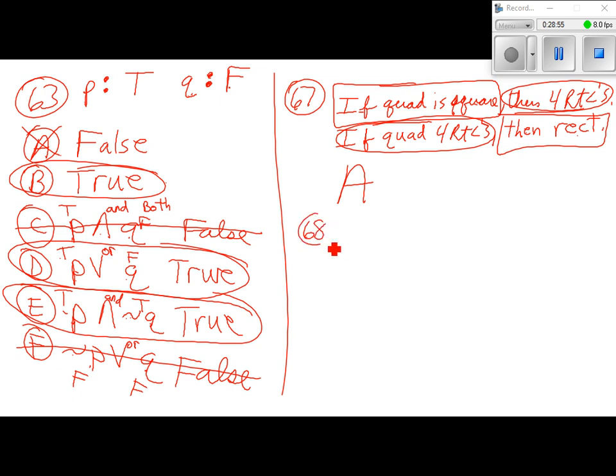68, on 68, first part, one example is blank to prove a statement is true. Again, to prove a statement is true, you need all the examples. So the answer here would be insufficient, B. And then the second part, one counterexample. Remember, it only takes one counterexample to prove a statement is false. So one counterexample is sufficient to prove a statement is false. So the second answer would be A.